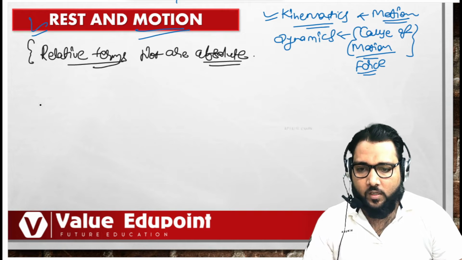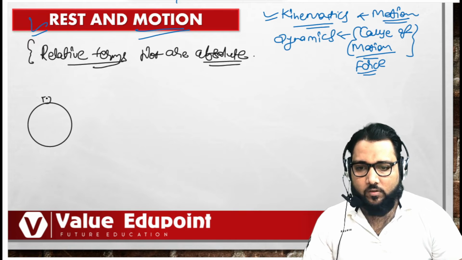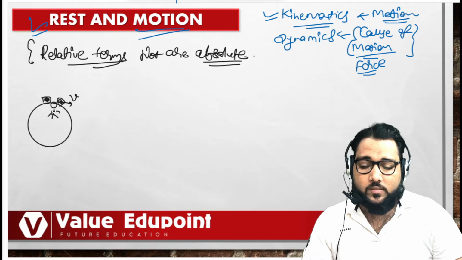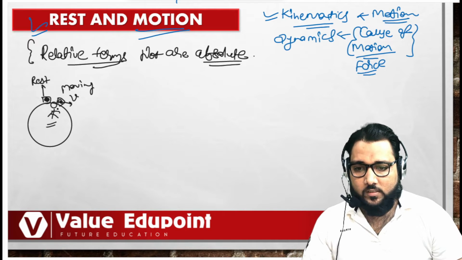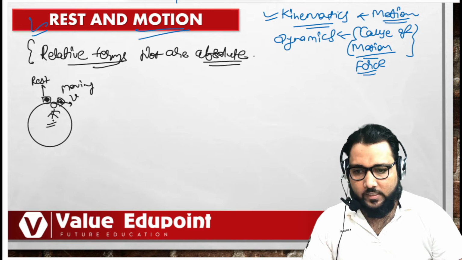Look at this, guys. This is our earth. Suppose you are sitting in a city, in Bangalore, and you see a guy on the highway moving in this direction with velocity v. One observer sees both persons: one is at rest and the other is moving. This observer is talking about the relative situation, with respect to himself.